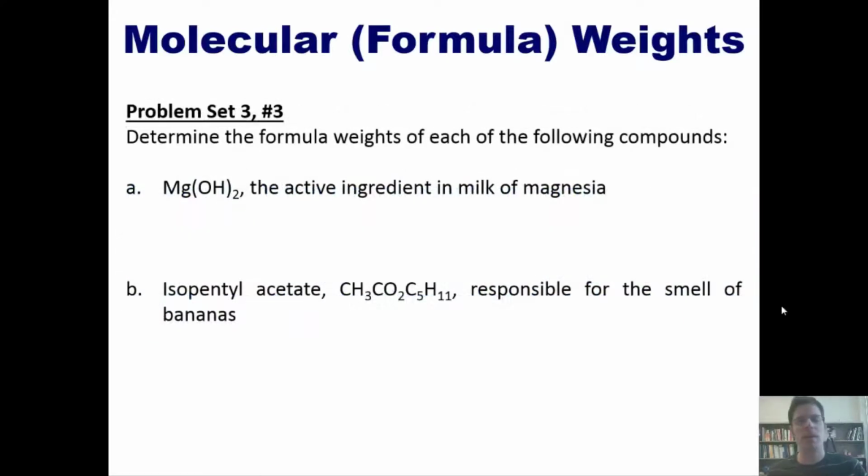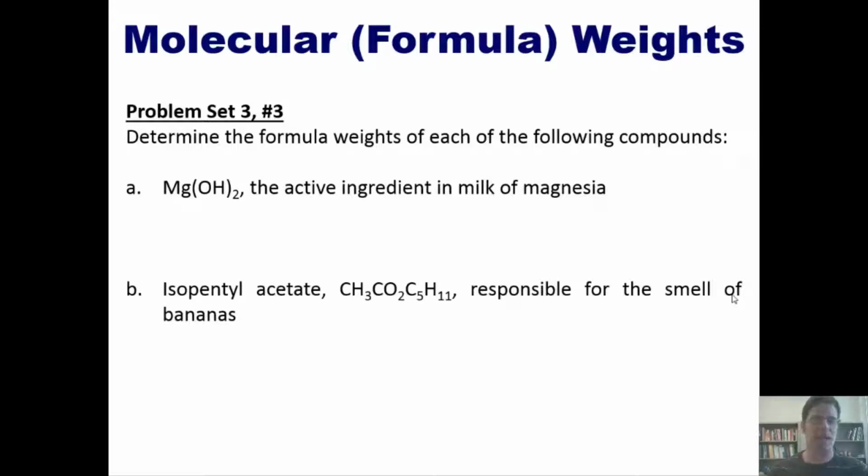I want you to determine the formula weights of each of the following compounds: magnesium hydroxide, which is the active ingredient in milk of magnesia, and isopentyl acetate, whose formula is given here, which is responsible for the smell of bananas. Once again, I'm not going to do this for you here, but we'll invite you to click, if you wish, the link here to a separate video in which I'll show you how to do it.